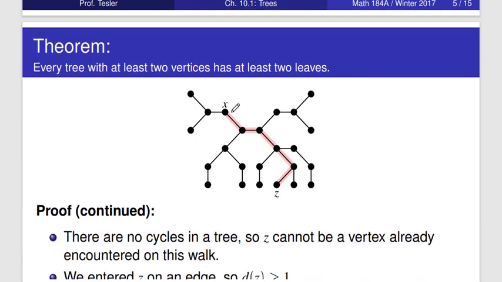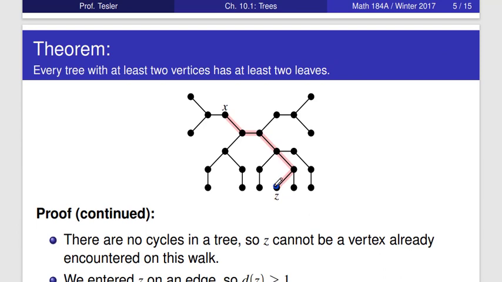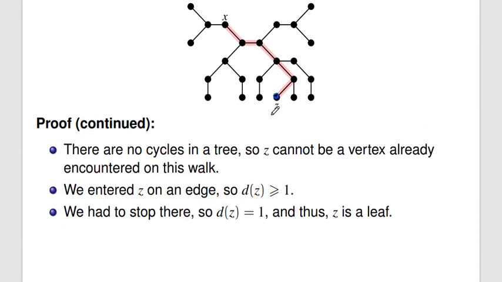Then pick an unused edge. We have now arrived at z. The degree of z is 1, because we cannot make any new path to new vertices. So z is a leaf. For one vertex we have one leaf.